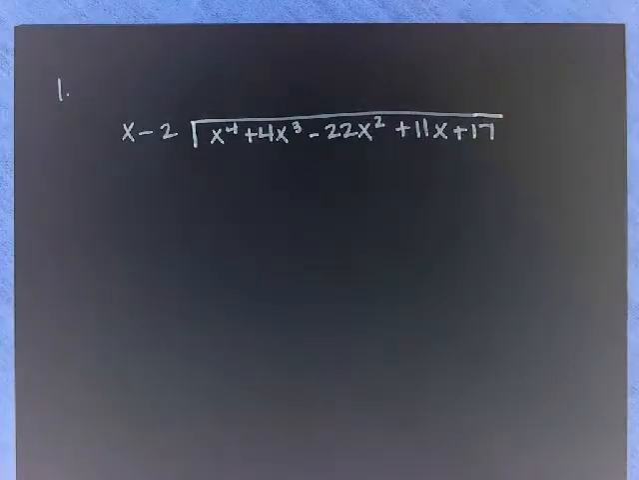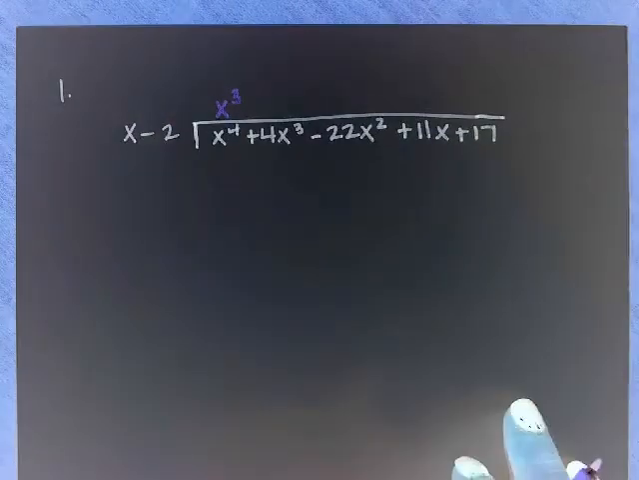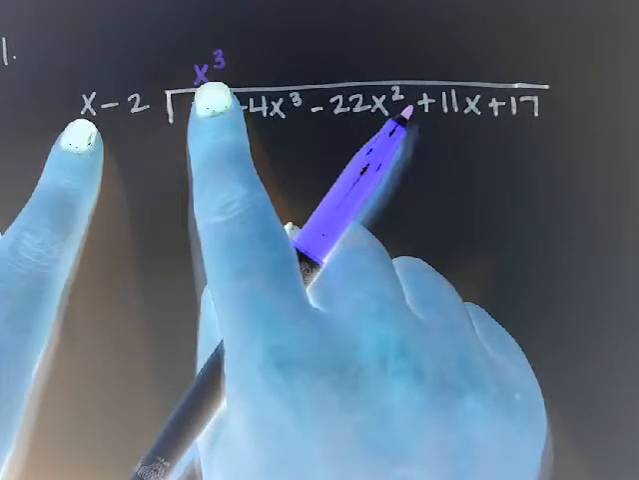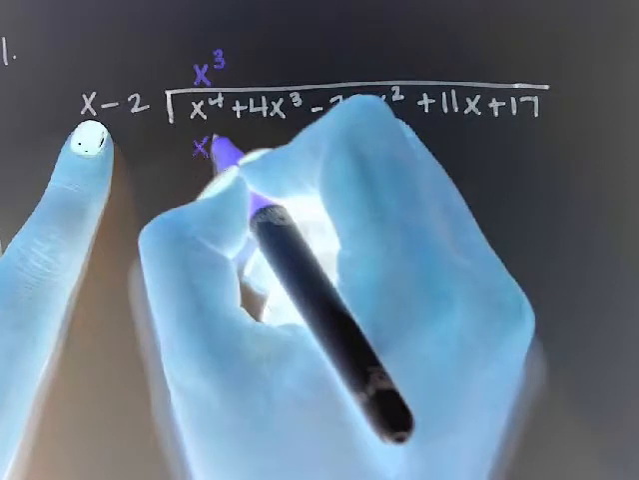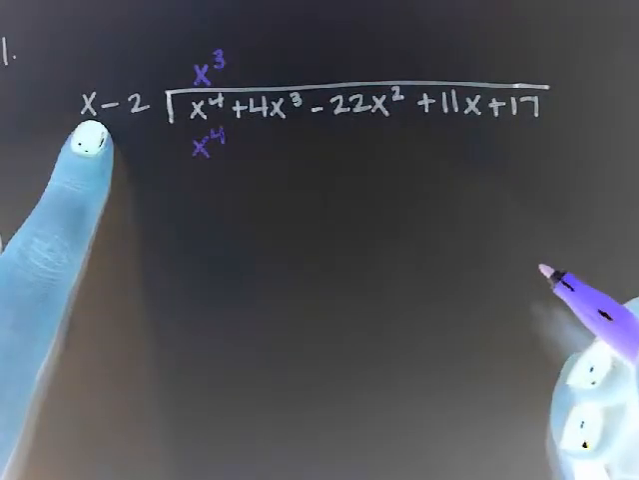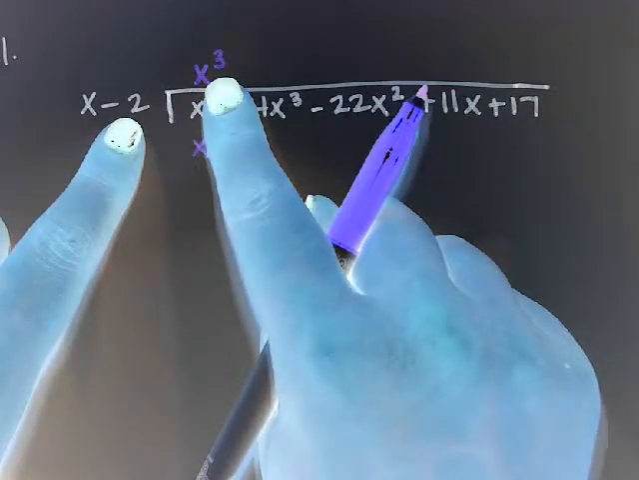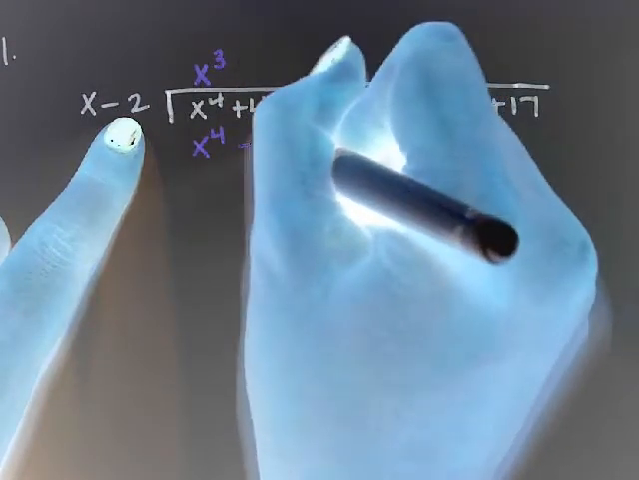Yeah, so we put x to the third on top. Why is it an x to the third on top? Yeah, so x to the third times x gives you x to the fourth. And then what do you do before that? Yeah, so x to the third times negative 2 is negative 2x to the third.